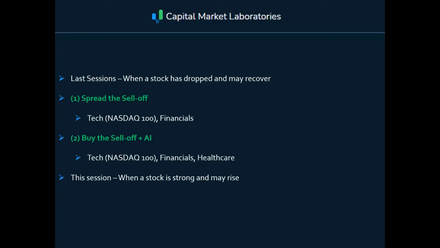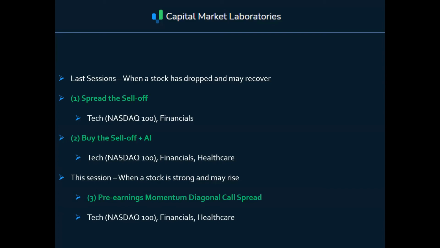We're going to look at when a stock is strong and might rise. And we're going to do so with the pre-earnings momentum diagonal call spread with AI. Okay. And we're going to look at it with tech and financials.